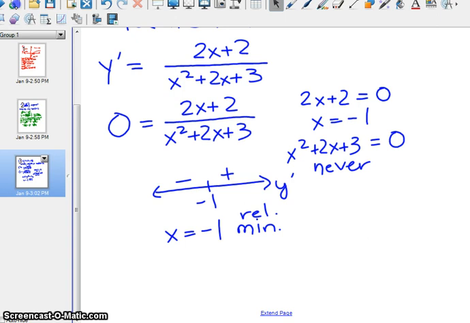Okay, so for next class, I want you to try a couple problems, just finding the derivative. On page 330, I would like for you to try numbers 49 and 51. Good luck.